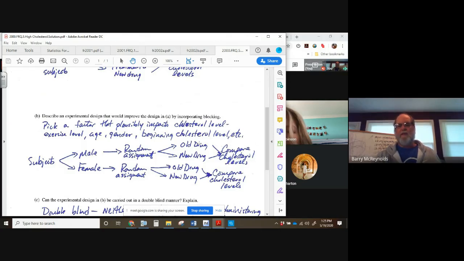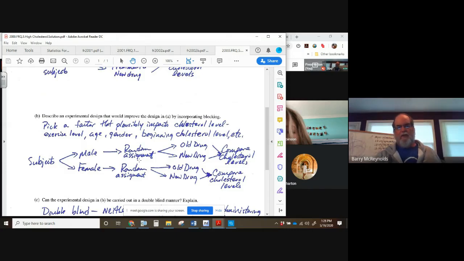So you're going to say that the old drug seems to help males, but it may not help females, or something like that. Again, the key thing here is, what is blocking? And blocking is simply separating the subjects by some similar characteristic before random assignment into groups.